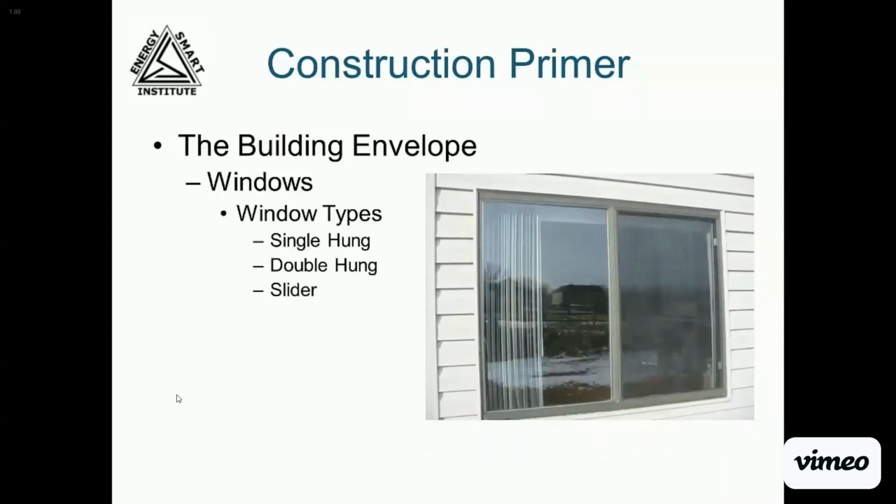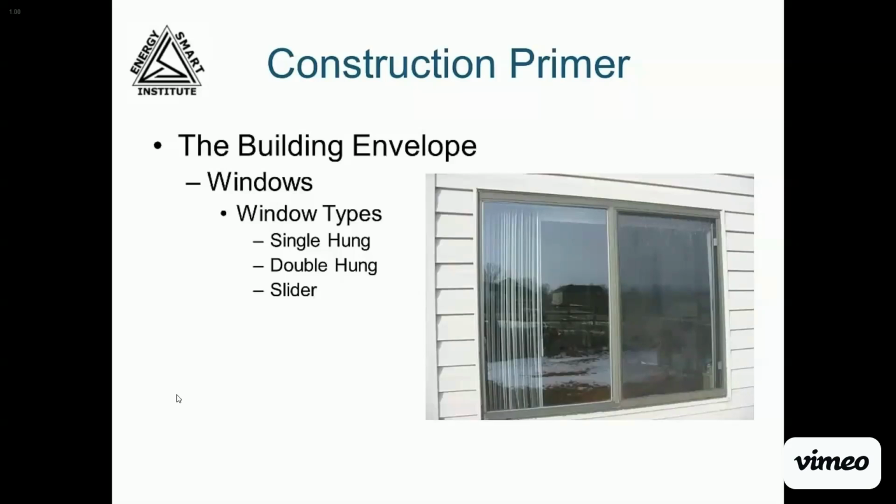A slider window is basically a single hung on its side. Instead of the sash moving up and down, it slides left and right. The locking mechanism for sliders can be pretty flimsy. It may just be a catch hook that snaps over a flange on the frame when it's closed. The weather strip for sliders is normally pretty thin as well, so that it doesn't interfere with the sliding action.